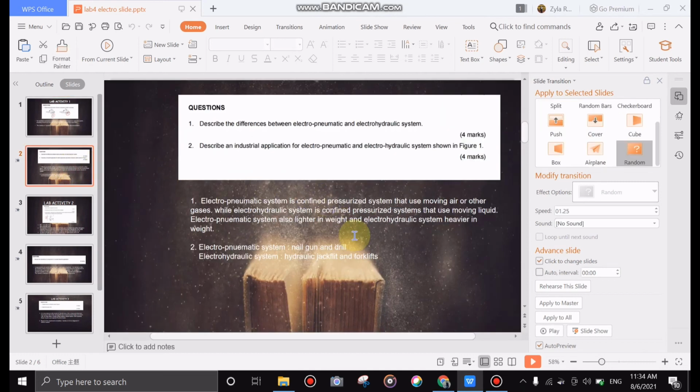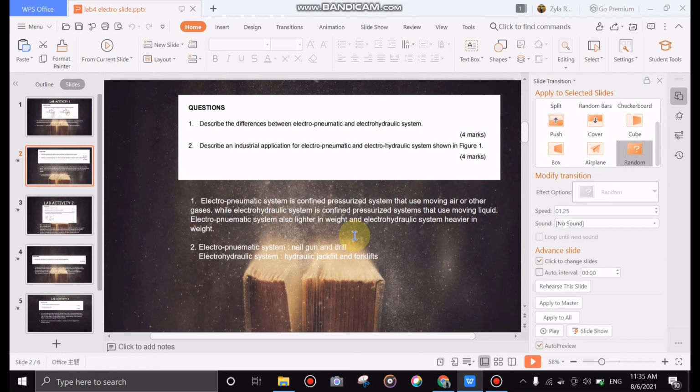Okay, question number 1 is describe the difference between electro-pneumatic and electro-hydraulic system. Electro-pneumatic system is a confined pressurized system that uses moving air or other gases, while electro-hydraulic system is a confined pressurized system that uses moving liquid. Electro-pneumatic system is also lighter in weight and electro-hydraulic system is heavier in weight.